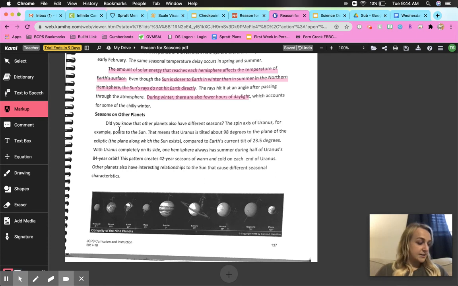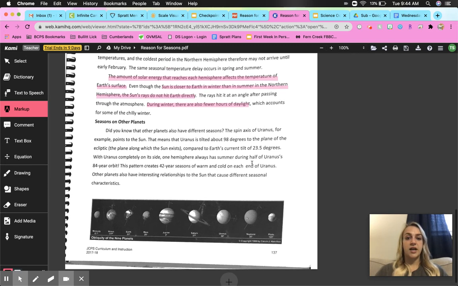Seasons on other planets. Did you know that other planets also have different seasons? The spin axis of Uranus, for example, points to the sun. That means that Uranus is tilted about 98 degrees to the plane of the ecliptic, the plane along which the sun exists. Compared to Earth's current tilt of 23.5 degrees, with Uranus completely on its side, one hemisphere always has summer during half of Uranus's 84-year orbit. This pattern creates 42-year seasons of warm and cold on each end of Uranus. Other planets also have interesting relationships to the sun that cause different seasonal characteristics.